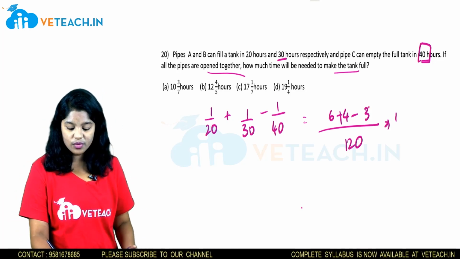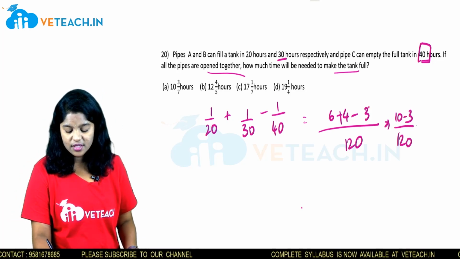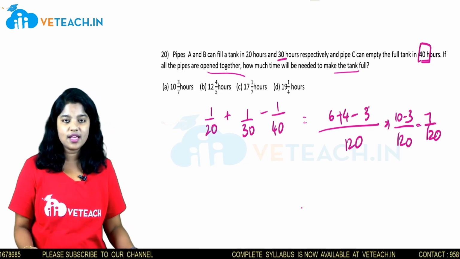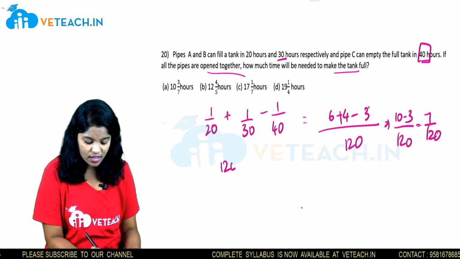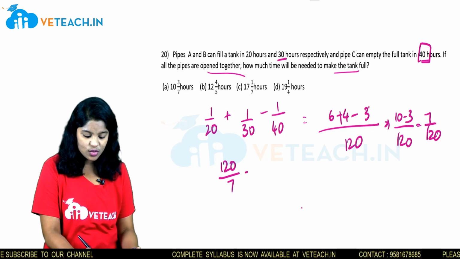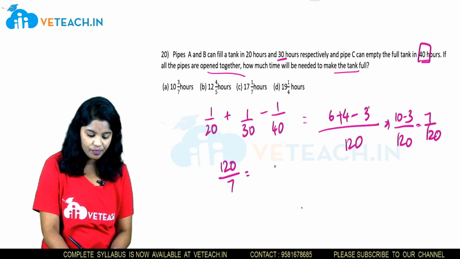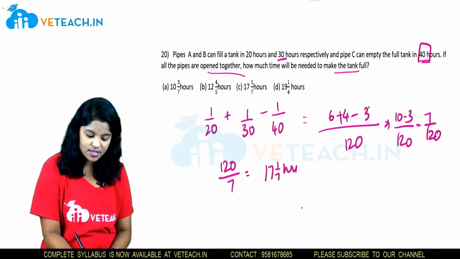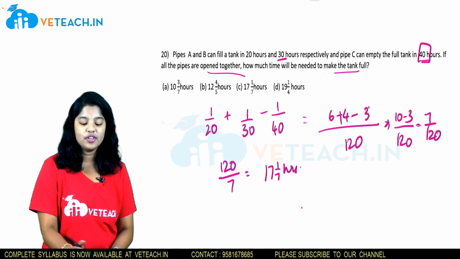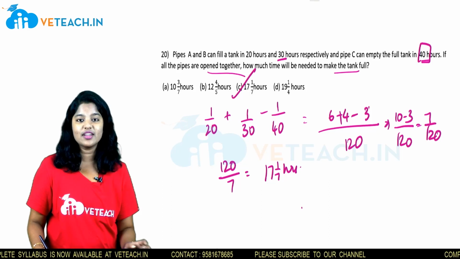So that is equal to (6 plus 4 minus 3) by 120, that is 7 by 120th part of the tank will be filled when 3 are open simultaneously. So totally 120 by 7 hours will be taken to fill the tank completely. That is equal to 17 1 by 7 hours. So option C is our correct answer.